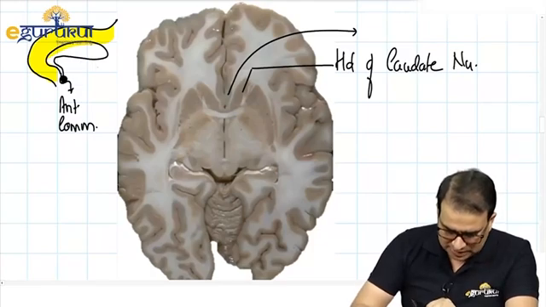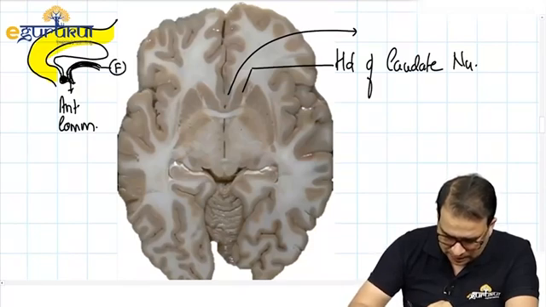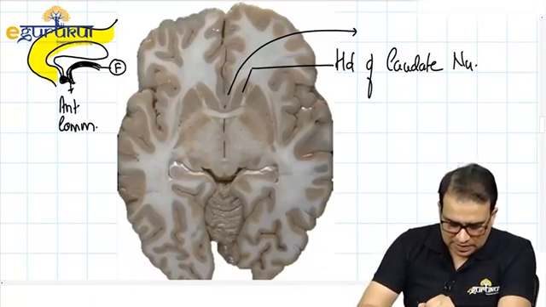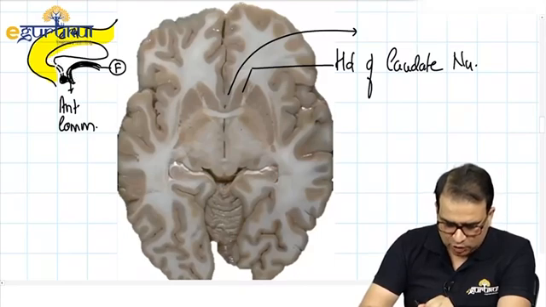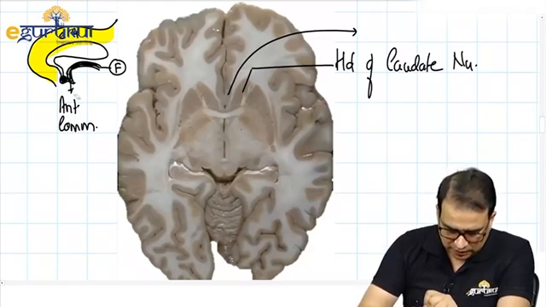And the fornix is running something like this. The fornix is running in this manner, which again I will show you in the sagittal section. So I can see the corpus callosum here. I can see this gyrus that is called the cingulate gyrus, and below I can see the fornix, and below the rostrum of the corpus callosum there is this anterior commissure. If I mark it clearly here, this is the anterior commissure.